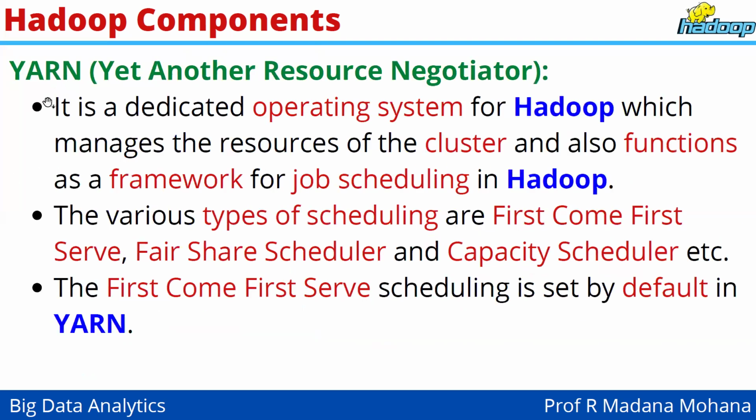Then YARN is another component, which stands for Yet Another Resource Negotiator. It is a dedicated operating system for Hadoop, which manages the resources of the cluster and also functions as a framework for job scheduling in Hadoop. There are various types of scheduling that we already know from operating systems: first come first serve, FCFS, then fair share scheduler, then capacity scheduler, etc. These are some of the scheduling types. The first come first serve scheduling is set by default in YARN.